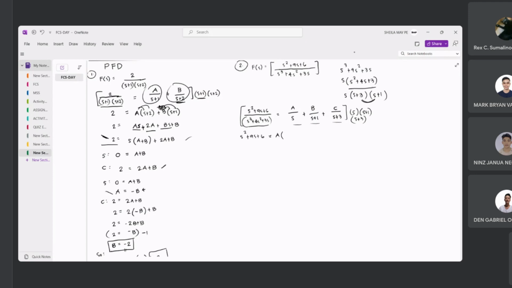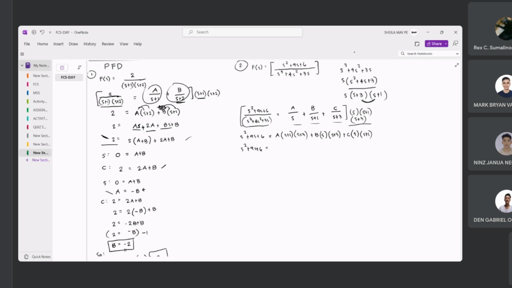Okay, ang kuyog ni A is s. So, basically, si s makuha diri. So, makuyog ni A is s plus 1, s plus 3, plus B. Kuyog ni B is s plus 1, or denominator ni B is s plus 1. So basically, ang kuyog ni B is s ra og C, s plus 3 plus C. Ang denominator ni C is s plus 3. So ang final makuyog niya Cs or C, s plus 1. Okay. Distribute.